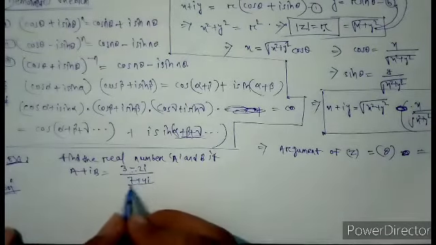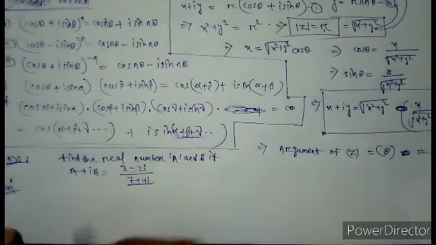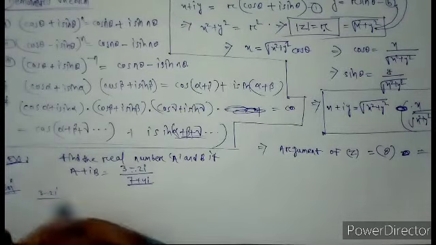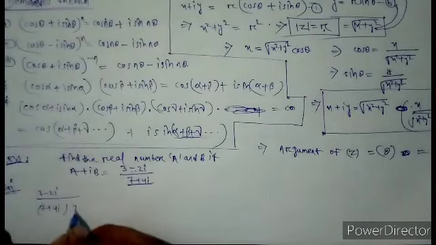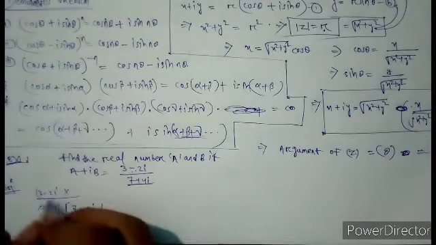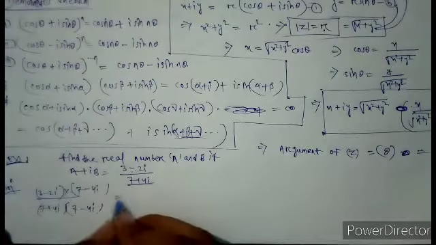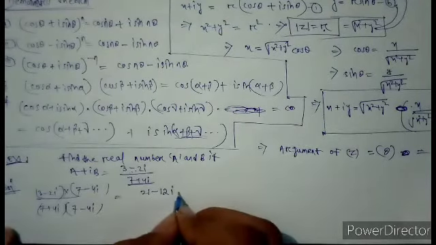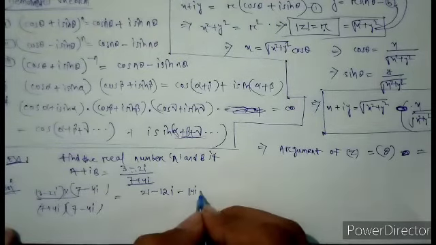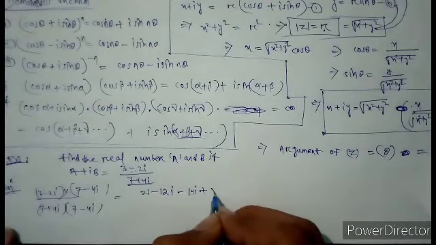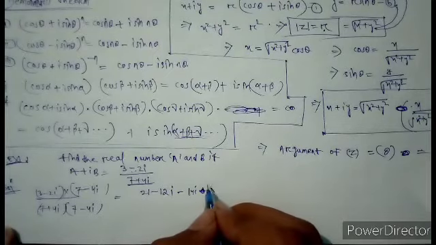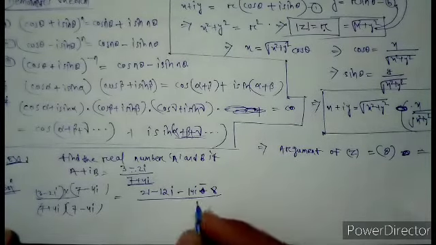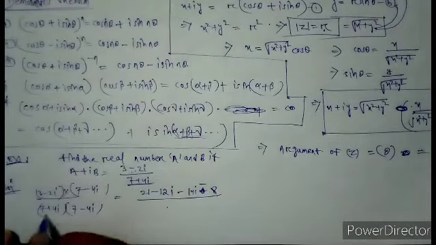Simply we have to multiply by the conjugate of the denominator. That is, (3 minus 2i) upon (7 plus 4i) multiplied with (7 minus 4i) upon (7 minus 4i). We can write: 3 times 7 is 21, minus 3 times 4i is 12i, minus 2i times 7 is 14i, plus 2i times 4i is 8i square. The value of i square is minus 1, so that is minus 8, upon 7 times 7.